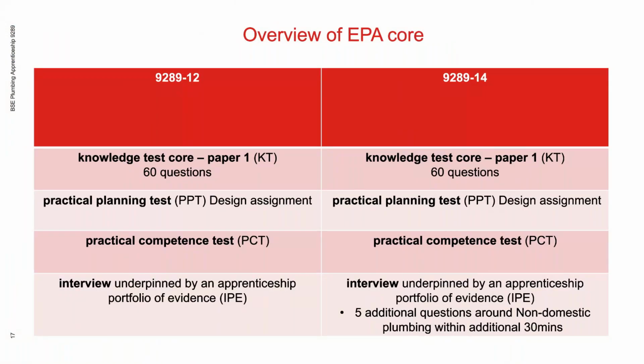So an overview of the EPA core. So for the 9289, as we just spoke about, there's a knowledge test core paper, which is the 60 questions. There's a practical planning test, there's a practical competence test, and there's the interview. For the 9289-14, again, knowledge test, the same 60 questions. So we've got the same practical planning test. Practical competence test, as we'll look at shortly, is a little different to the 9289-12. And also we've got the interview. Now, the interview will also have 5 additional questions around the non-domestic plumbing with an additional 30 minutes added on.